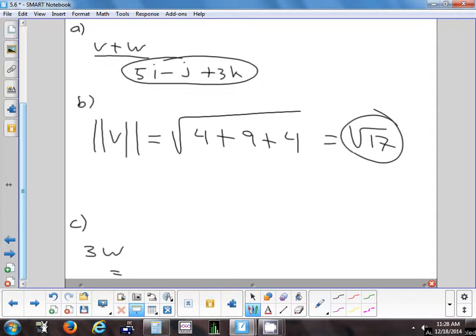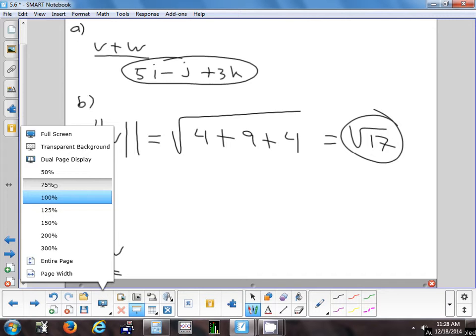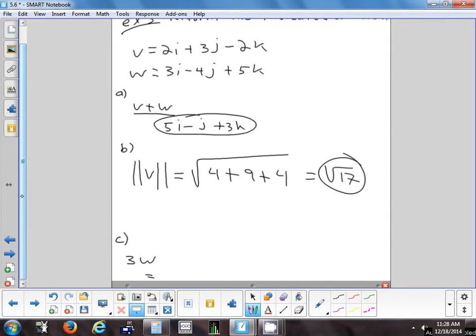Okay, and C is asking us to find 3W. What's that called? Is this a dot product? We're multiplying? No. We are multiplying. It's a scalar product. Okay, it's just taking a number times a vector. That's not a vector times a vector yet.